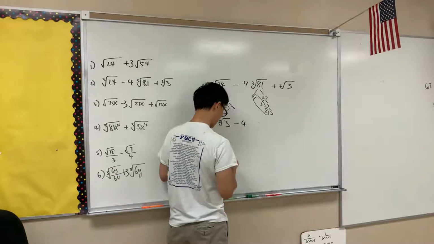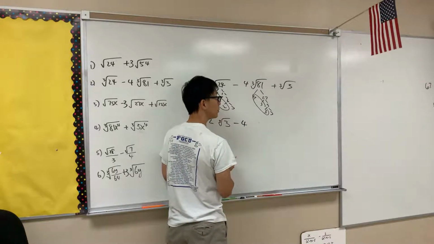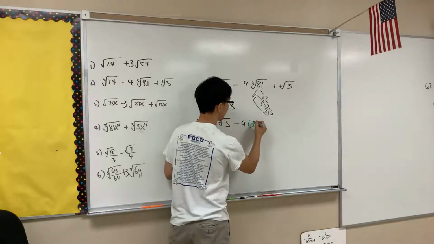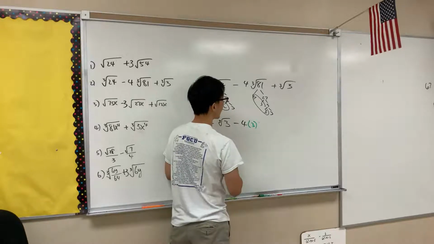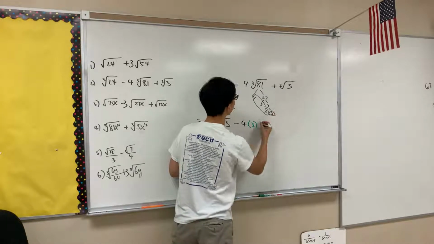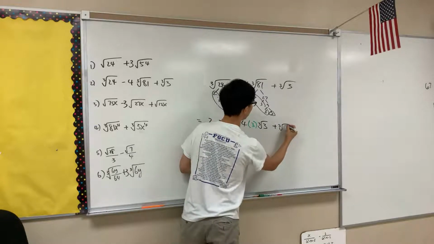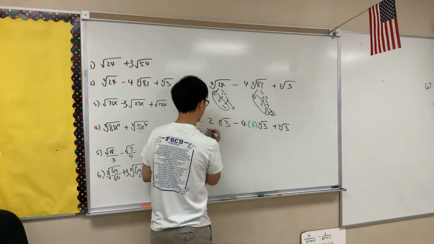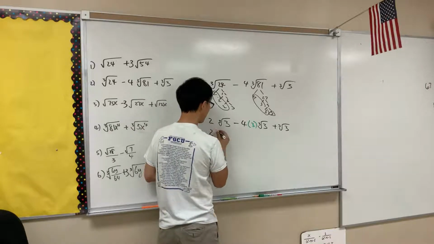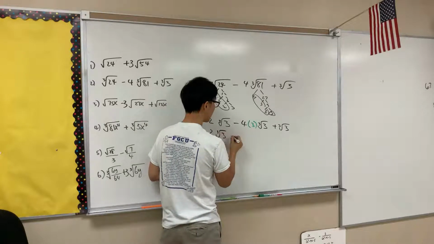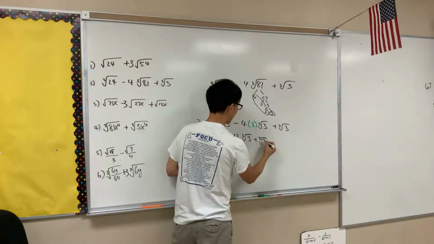4. What can you take out? You can take out 3. So that's 3, right? It's multiplication, not addition. And then you got a 3 right here. So it would be third root of 3. And that plus third root of 3. That's equal to 2 third root of 3 minus 12 third root of 3, plus third root of 3. Do they have like radicals now?